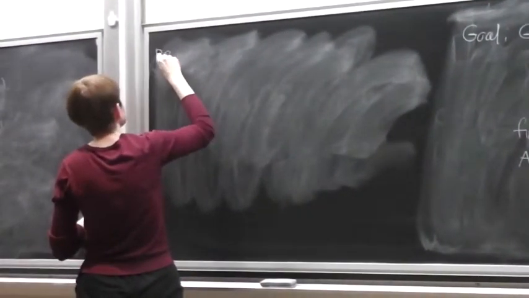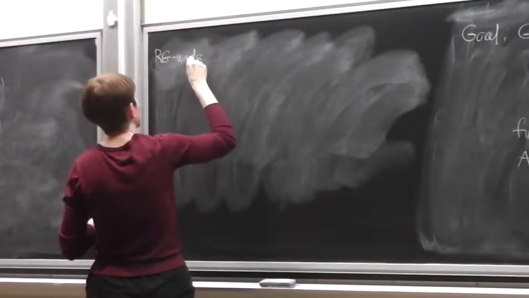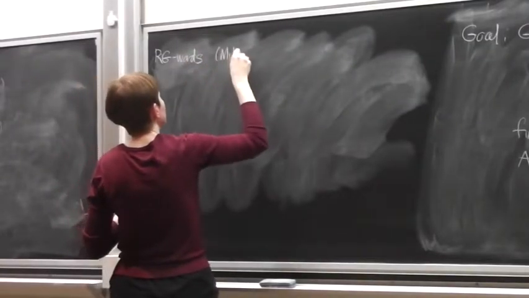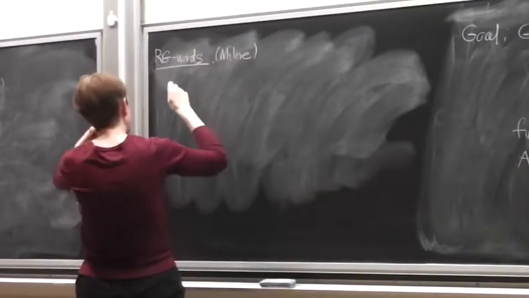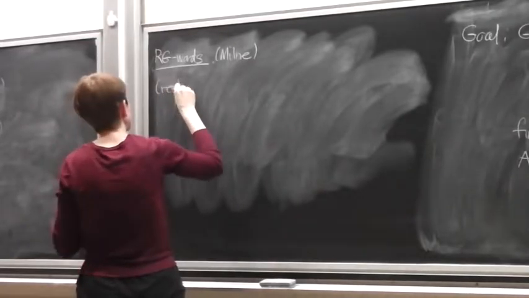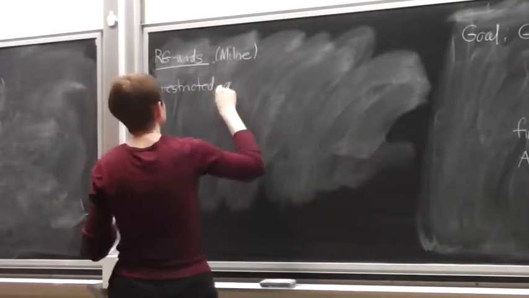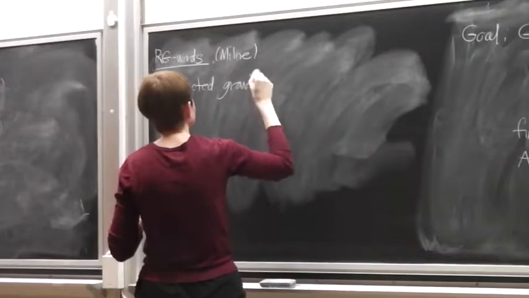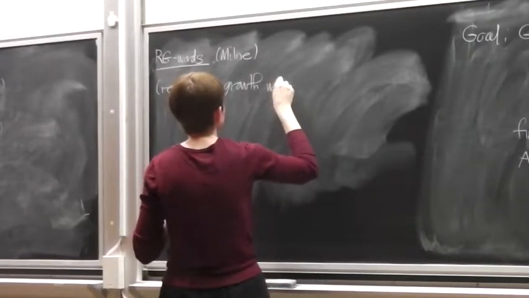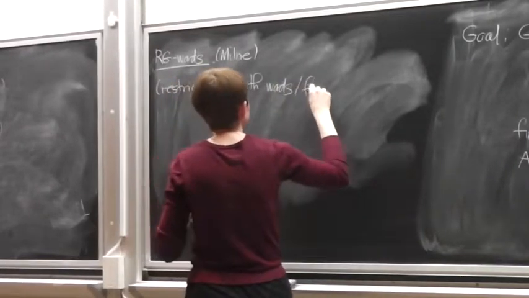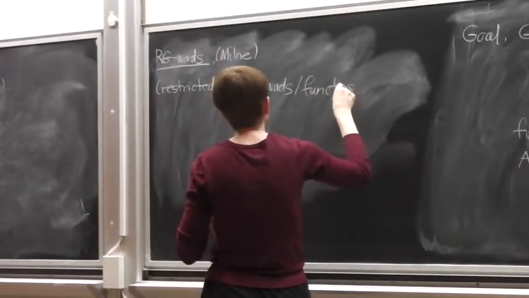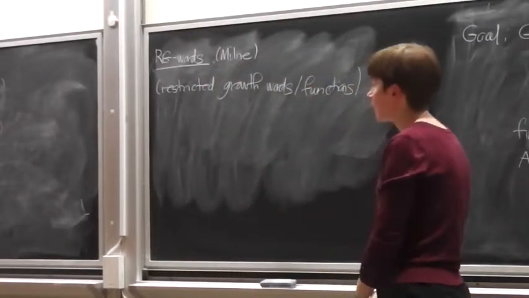So RG words. This appears in work of Steve Milne. Another way, so RG stands for restricted growth words. It's also known as restricted growth functions. Okay, so what does this say?